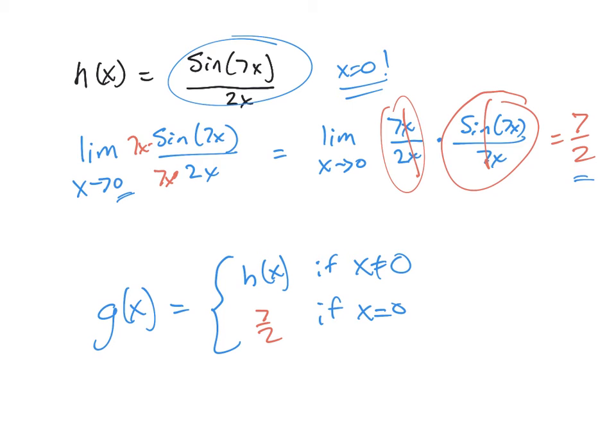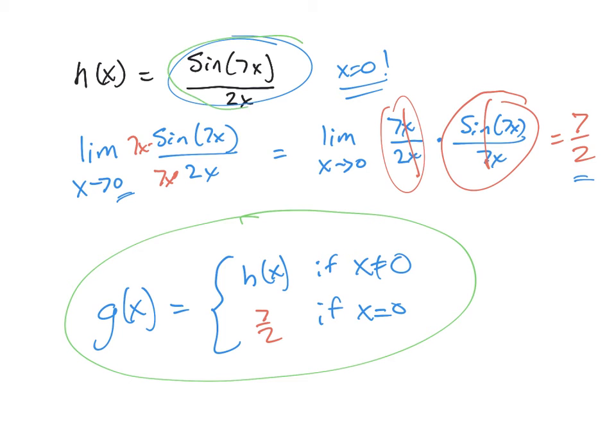And again, this thing is called an extended function. We filled the hole in the original function. Like if you graph this function on Desmos, you won't even see the hole, but there's a hole at 0. It'll just look like it's at (0, 7/2) on Desmos.